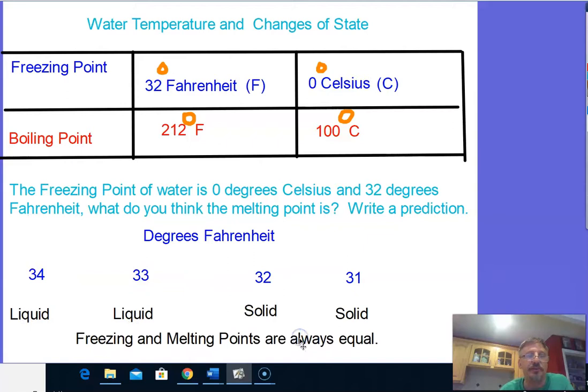Were you close? And what I'm going to do here in the table, remember I asked you to save a space? I'm going to put the word melting point under the freezing point. So the freezing and melting point of water is 32 degrees Fahrenheit, 0 degrees Celsius.